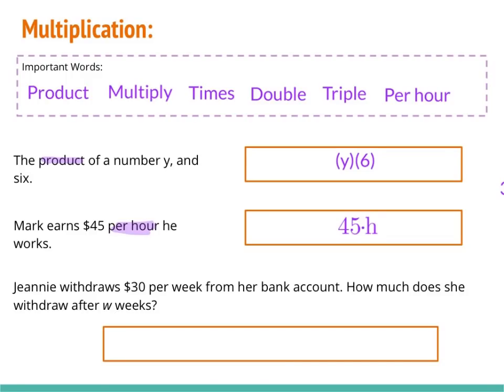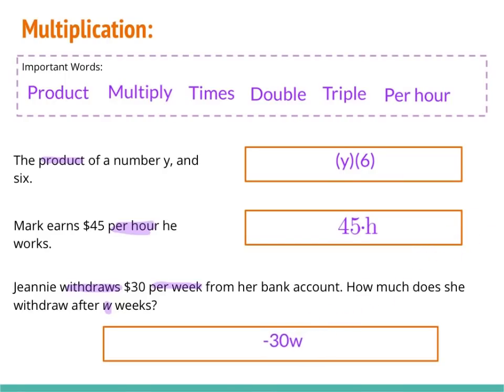Jeannie withdraws $30 per week from her bank account. How much does she withdraw after W weeks? So here I have two important words in here. I have the word withdraws, which you would think means subtract, and per week, which means multiplication. How much money does she withdraw after W weeks? So I know I've got the variable W. All of those things are important to know. So since I know that she's withdrawing $30, I know I'm going to have a negative amount of money. She's taking $30 away. So it's going to be negative 30. And since she's doing that per week, and I don't know how many weeks that is, it's going to be negative 30 times the number of weeks, which in this case is going to be W because that's what they gave us.